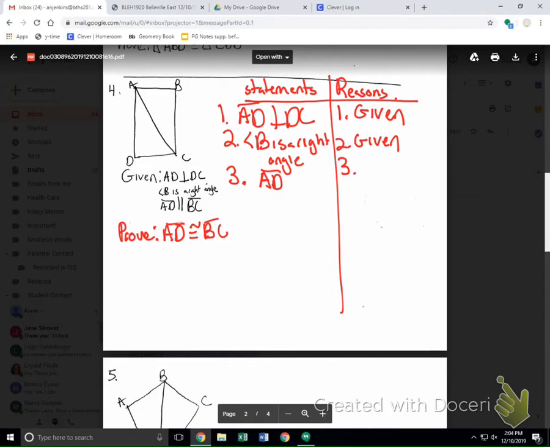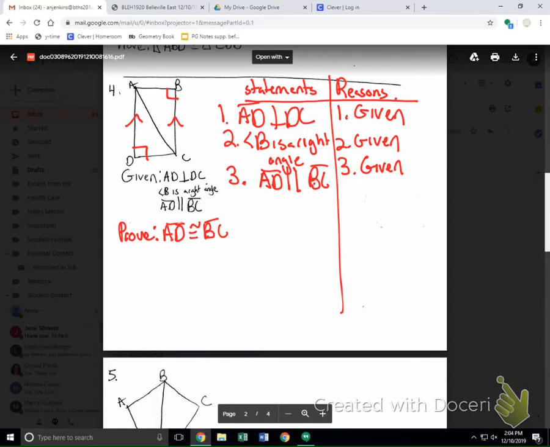AD is parallel to BC. How'd you know it? Because it's given. Okay, so we now know that AD is perpendicular to DC. We know that AB is a right angle. And we know that AD is parallel to BC.